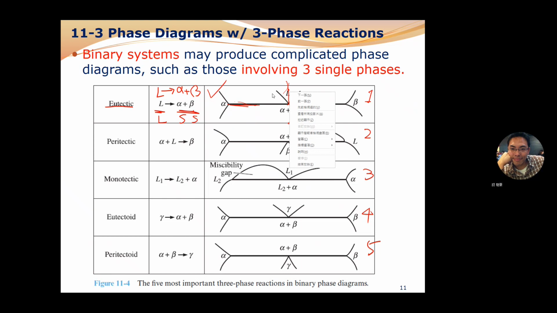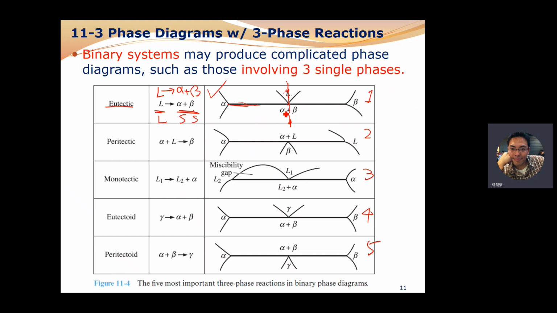Okay, is that clear? This point and this point. For example, I heat it up at this point and keep cooling down. So there's no two-phase region, right? You go from the liquid phase converted to two solid phases, alpha plus gamma, alpha plus beta. Okay, and the peritectic reaction still involves three phases: alpha, liquid, and beta, right?